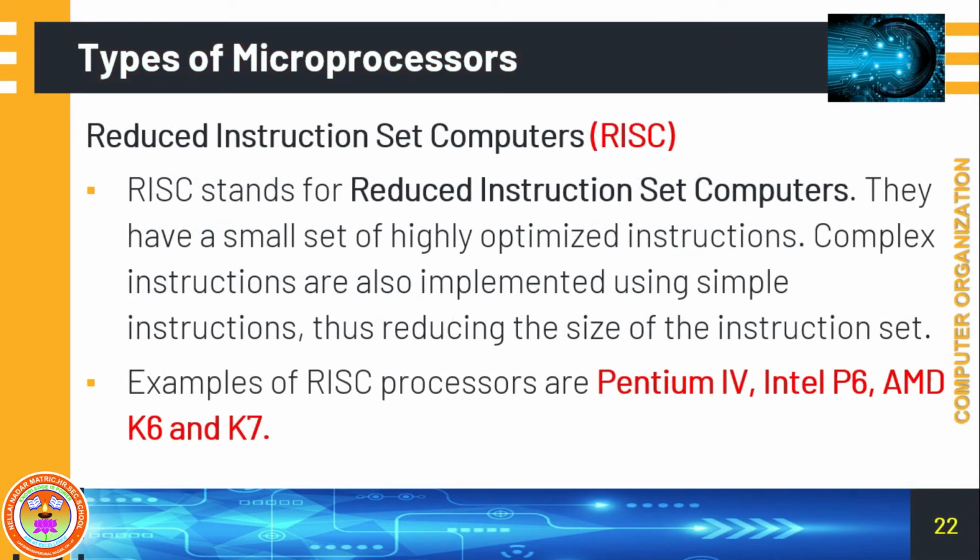The first one is RISC. What does it mean? It is nothing but reduced instruction set computers. It has a small set of highly optimized instructions. Complex instructions are also implemented using simple instructions, which reduces the size of the instruction set. Why? Because if the size increases, the processor automatically takes more time to execute. Examples of RISC processors are Pentium 4, Intel P6, AMD K6 and K7. These are examples of RISC-based microprocessors.